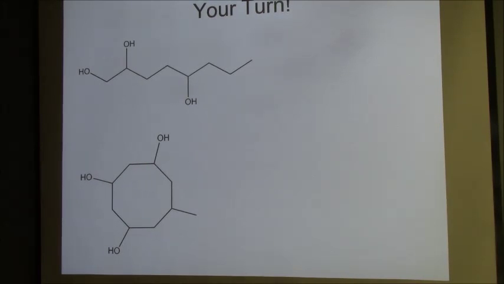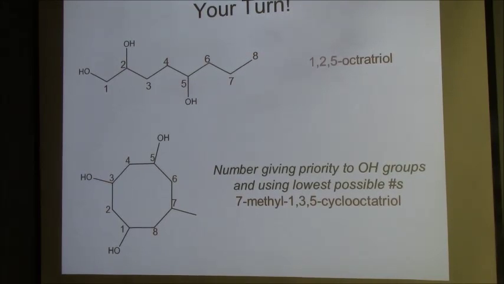If we were naming these in class, I would give you a time to do it on your own. So why don't you pause the video and try these on your own. When you're ready to check your work, 1,2,5-octanetriol and 7-methyl-1,3,5-cyclooctanetriol. These all have 3 OHs.